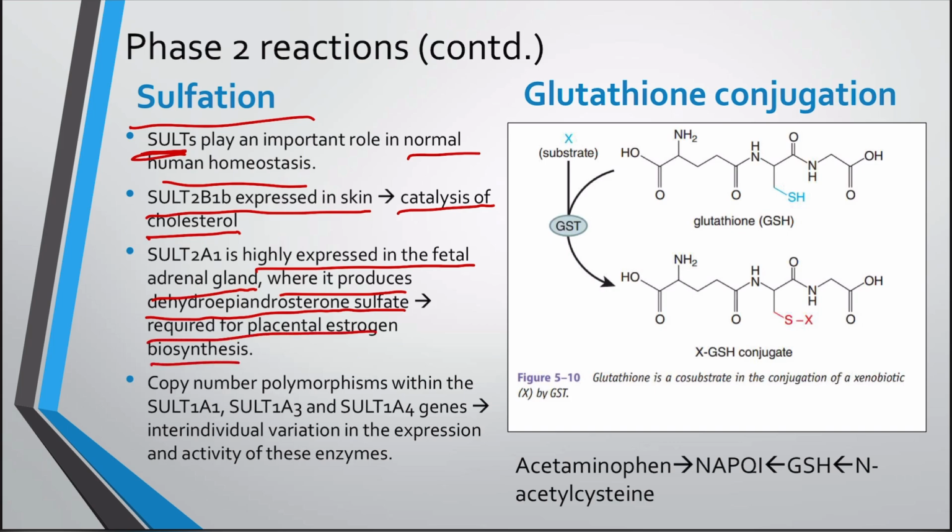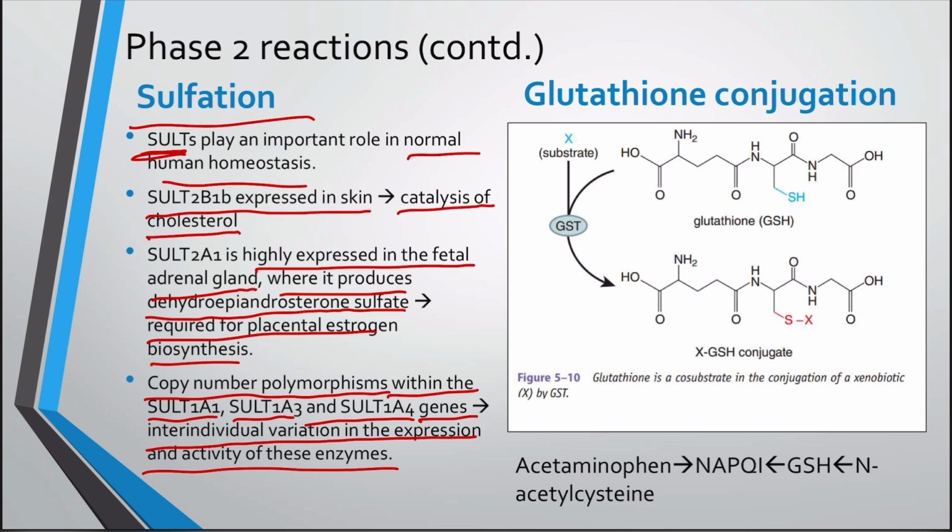Next, we have the copy number polymorphisms within the SULT1A1, SULT1A3 and SULT1A4 genes, which are responsible for causing inter-individual variation in the expression and activity of these enzymes. Copy number variants are comparatively bigger than single nucleotide polymorphisms. Here a large group of genes is altered in the final gene product.